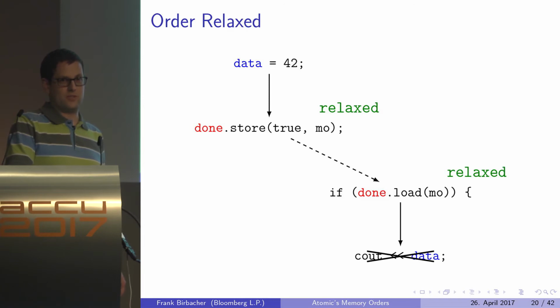They have a certain relation, but not for relaxed ordering. So relaxed ordering will allow the assignment to data to come after the assignment is done. Okay? By whatever means: by the optimizer reordering instructions, by the CPU reordering instructions, or by the memory system not distributing the updates. However, there's no ordering guarantee. Therefore, we cannot read the data in the end. Okay?